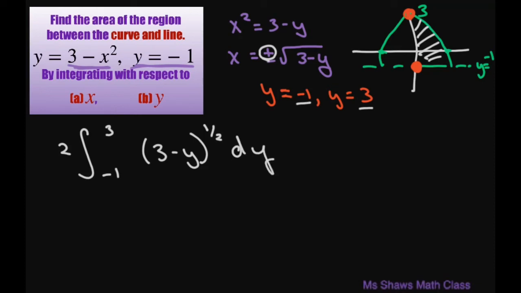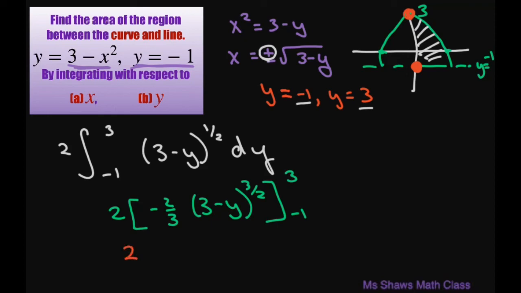When you integrate this, you're going to get 2 times negative 2/3 times 3 minus y to the power of 3/2. And then from there, we're integrating from negative 1 to 3. So substituting all that in.